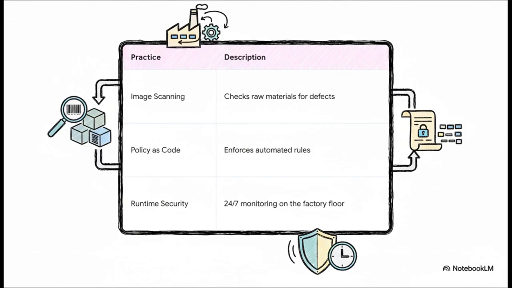We have image scanning, which is like checking our raw materials, the code libraries, for any known defects. We have policy as code, which acts like the factory's official rulebook, automatically enforcing our standards. And then there's runtime security, which is like having 24/7 surveillance on the factory floor, watching for anything suspicious.